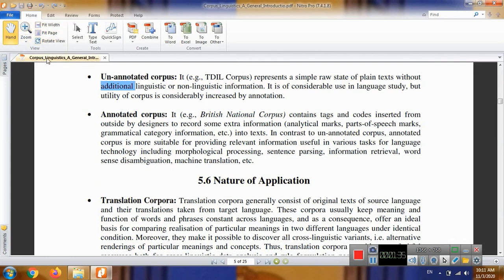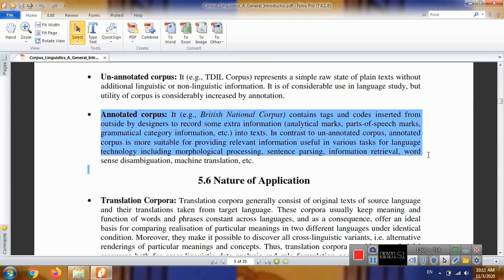But what about the annotated corpus, like the British National Corpus, which contains tags and codes inserted from outside by designers to record some extra information: analytical marks, parts of speech marks, grammatical category information, etc., into the text. Please pay attention to the annotated corpus because it is very important, because most of our corpora are annotated.